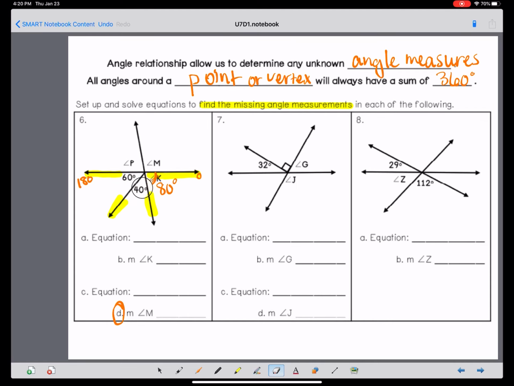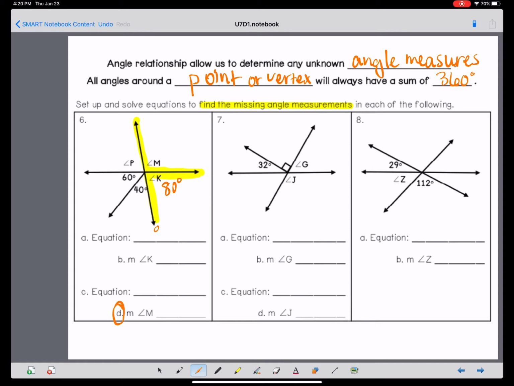And I'm going to erase all of this stuff. All right, we know that the measurement of angle K is 80 degrees right here. And we need to find the measurement of angle M. These are supplementary angles.